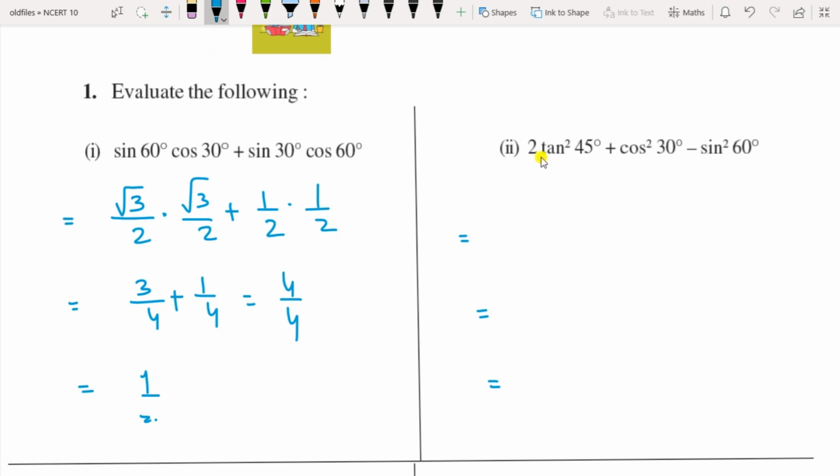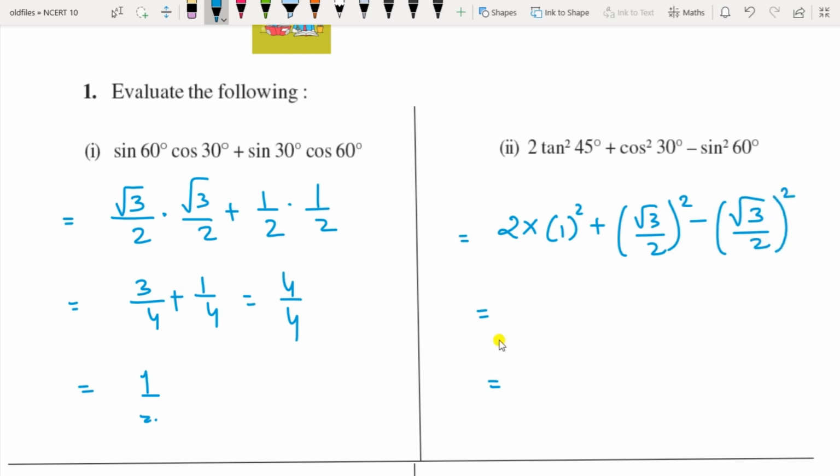In this case, 2 tan square 45 plus cos square 30 minus sine square 60. So 2 tan square 45 is 1 square, plus cos of 30 is root 3 by 2, its square, and the sine of 60 value is also root 3 by 2 from the table, and its square. Now solve it. So 2 times 1 is 2, plus 3 by 4 minus 3 by 4. Now this 3 by 4 will get cancelled here. So your answer is 2.